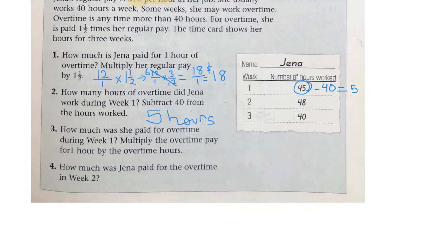How much was she paid for overtime during week 1? Multiply the overtime pay for 1 hour by the overtime hours. So she gets paid $18 per hour for 5 hours. So she got $90 in overtime. And see if you can find out how much Jenna was paid for the overtime in week 2.